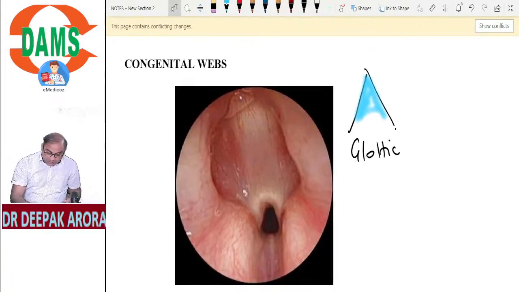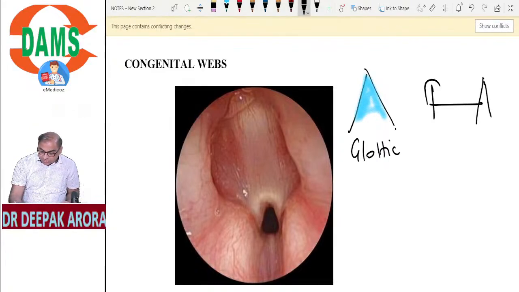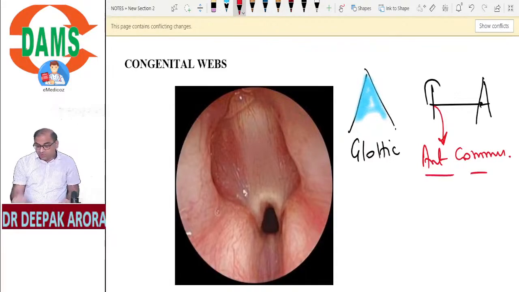So here we will build a concept. The vocal cord is anteriorly attached to the thyroid. Posteriorly it is attached to the arytenoid. This anterior attachment is the anterior commissure. Just remember, the anterior commissure is rarely involved. Any student who can tell me why the anterior part of the glottis is rarely involved?